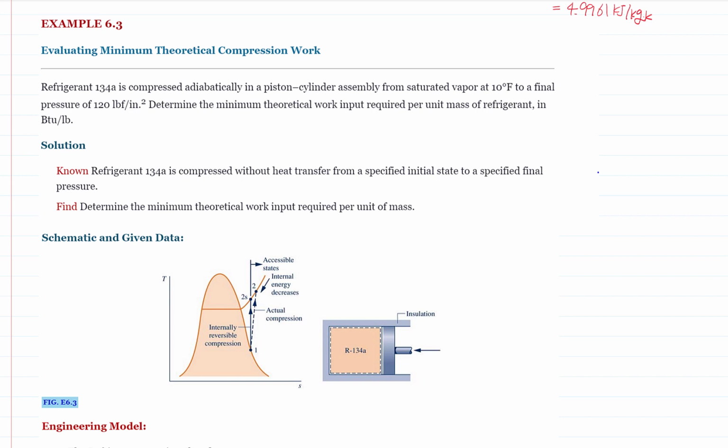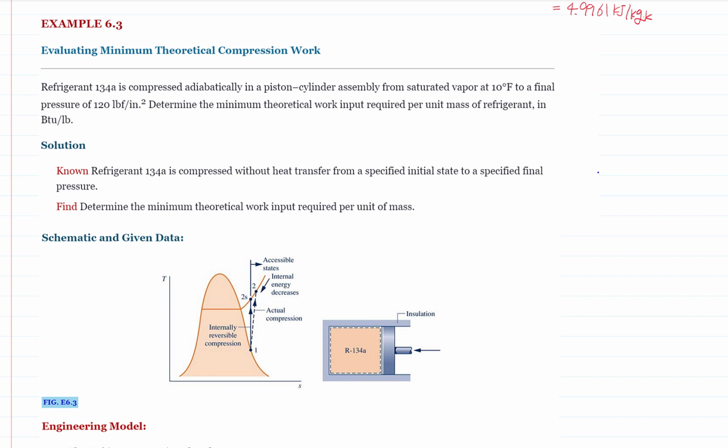At the initial state, we know the temperature and the quality, so we can fix the state. At the final state, we know only one property, that is the pressure, 120 psi. So we need one more property to fix the state. And the minimum theoretical work input is to be determined.